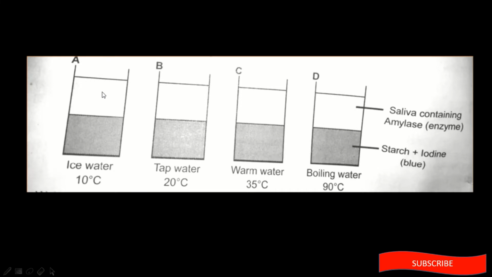So in test tube A, we have saliva that contains amylase, and then we have starch. Test tube B, it's the same thing. C, the same thing, and so is D. Now, why do we have saliva and starch? We know that enzymes are specific. Because enzymes are specific, amylase can only break down starch. And where do we get this amylase? Amylase is contained in the saliva. So amylase can only digest starch. This is why we have amylase and starch.